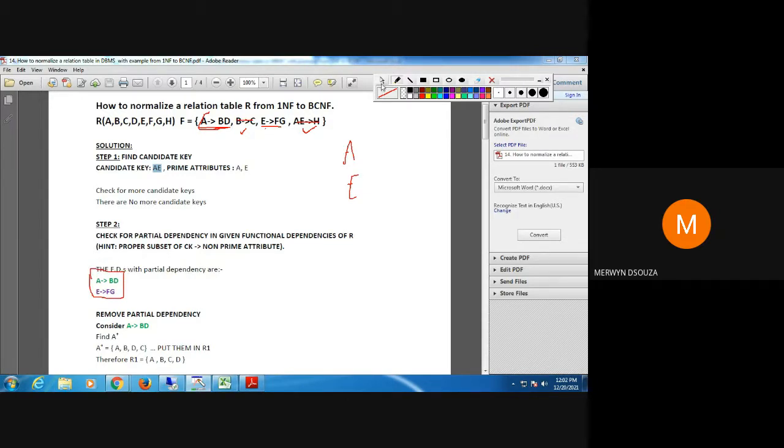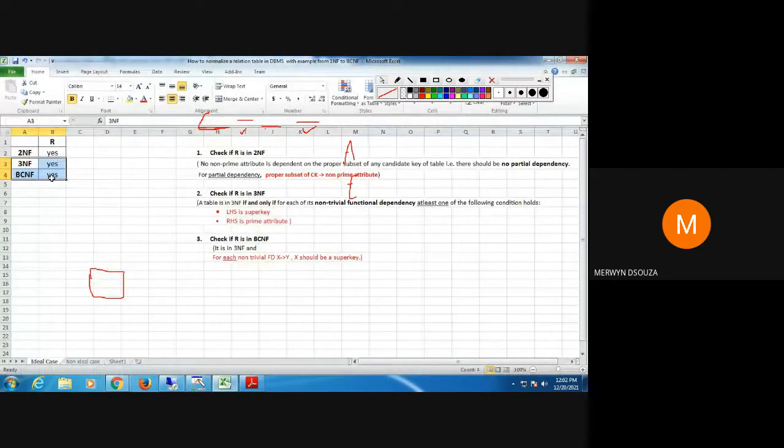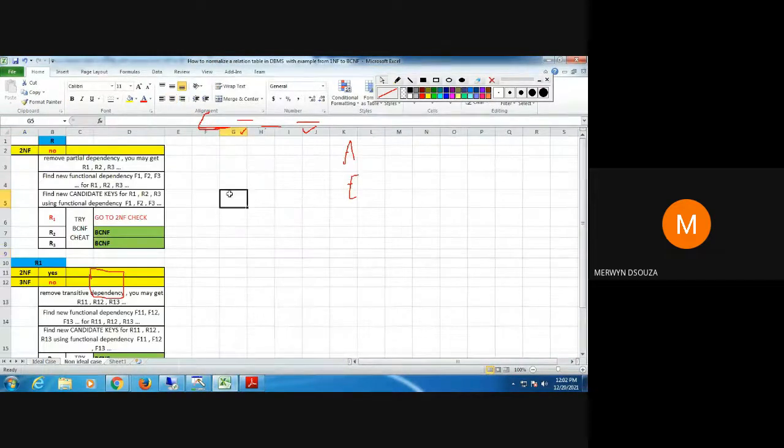The moment we find a partial dependency, we need to correct it and remove the partial dependency. So this is not an ideal case. Let me go here and show you. We were checking whether R is in second normal form, and we found partial dependencies. Therefore R is not in second normal form, so now we need to remove the partial dependency.